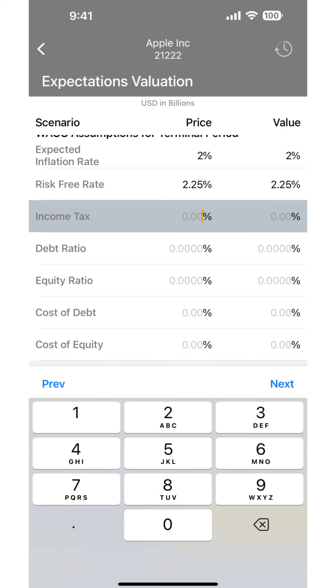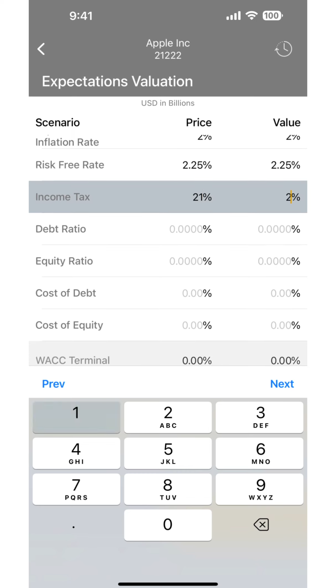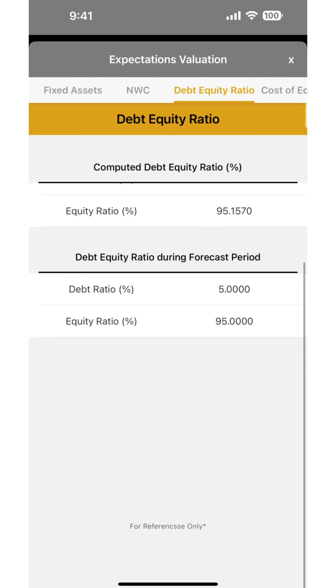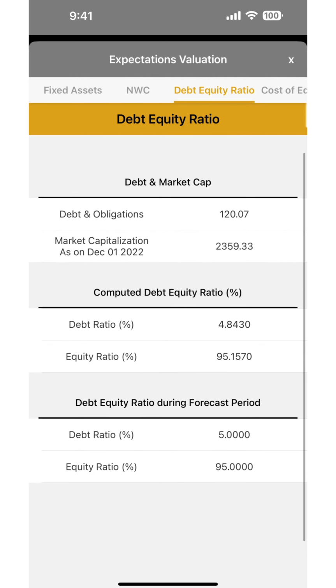The marginal income tax rate is ideally entered for the terminal period, assuming the tax rate is expected to stabilize to this rate on an average in the long term. For Apple, we have taken this as 21%. The history of the capital structure gives the breakup of debt and equity. Debt is at book value. Equity is taken at the market value based on the last trading closing price.